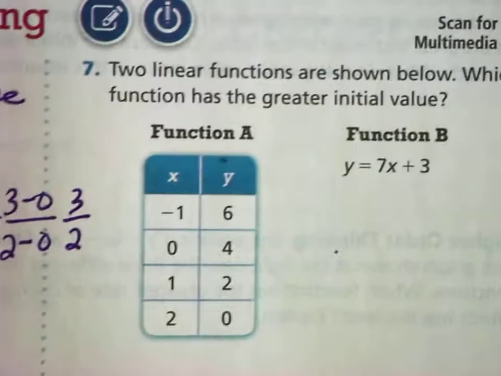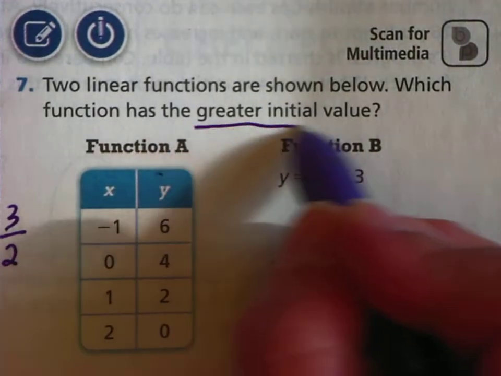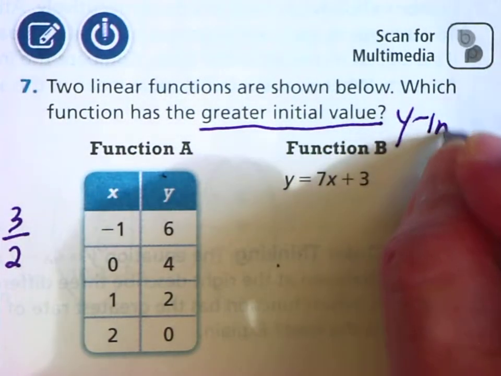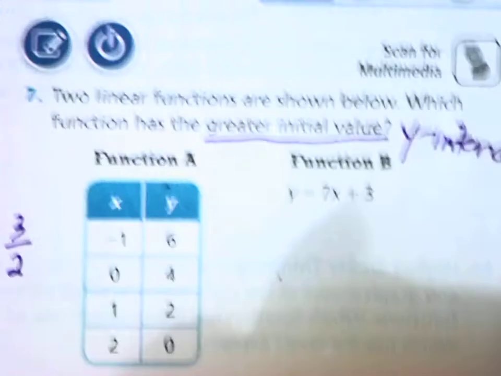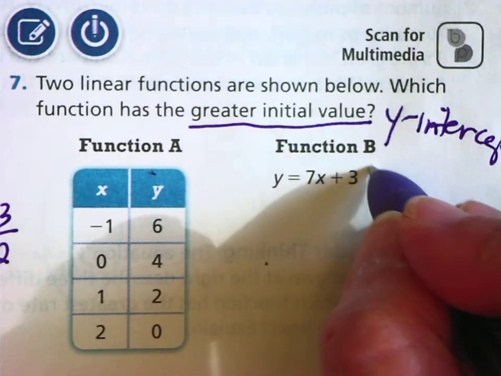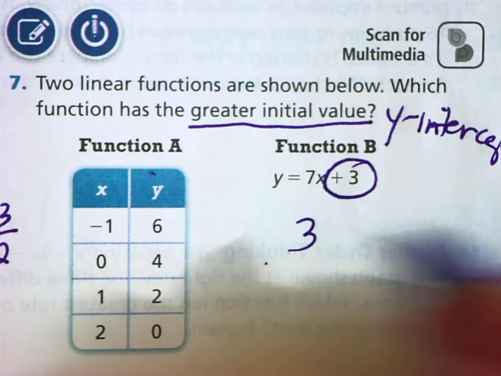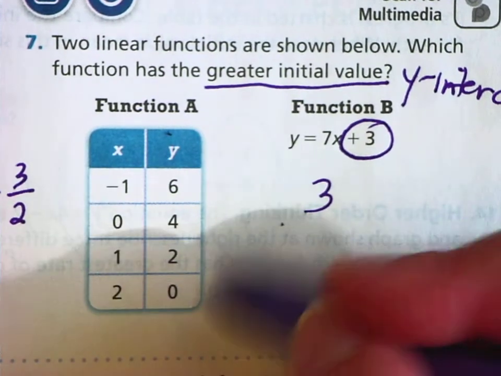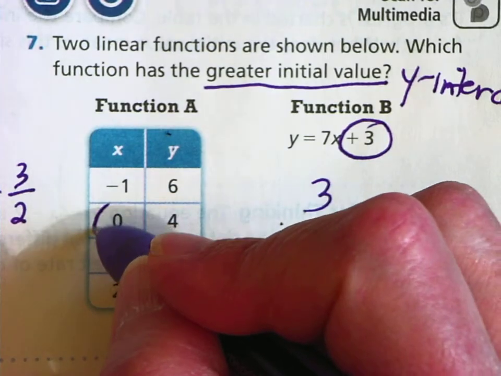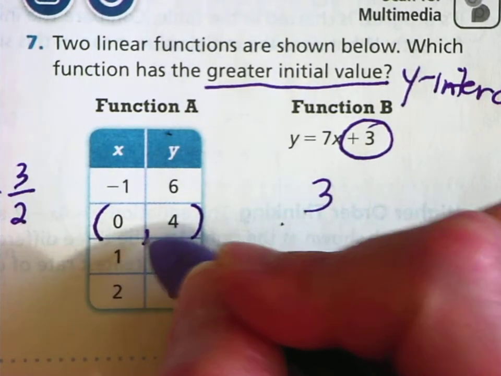Okay, so let's take a look at this next one right next to it, number 7. Which one has the greater initial value? Okay, folks, that's the y-intercept. Okay, so let's look at function B. The y-intercept would be 3. And then the y-intercept for function A, folks, is the point that starts off with 0 something.